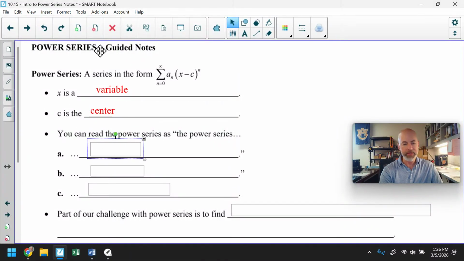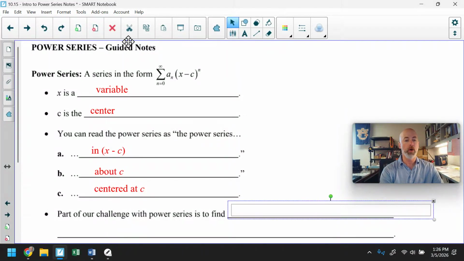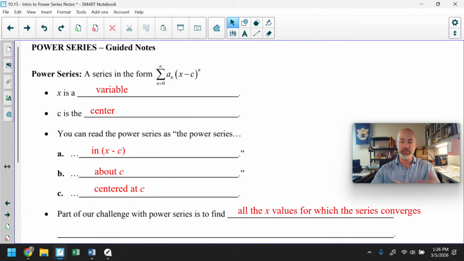When you're reading these, you can read it the power series n x minus c. You can call it the power series about x equals c. I prefer to call it the power series centered at c because that reinforces the fact that that is a center. And then what we want to do generally with a power series, among other things, is find out what makes these series converge, and that's going to be dependent on the variable x. So what are all of the values of x for which the series converges? And that's what we're going to have to figure out.